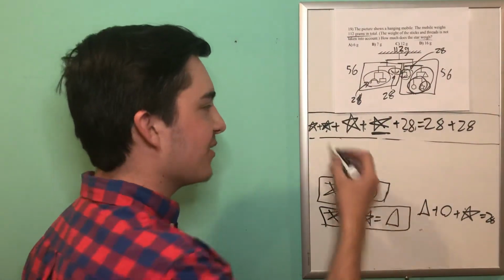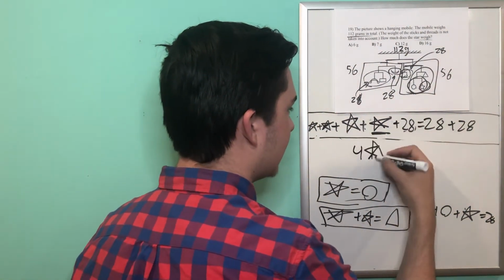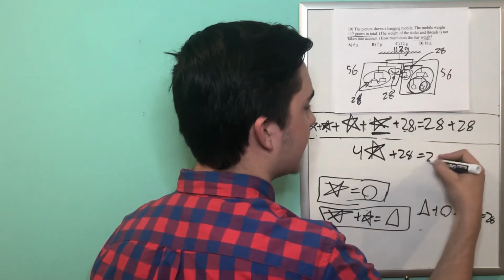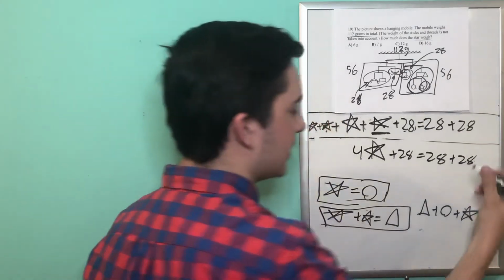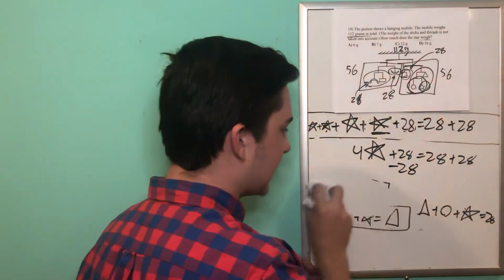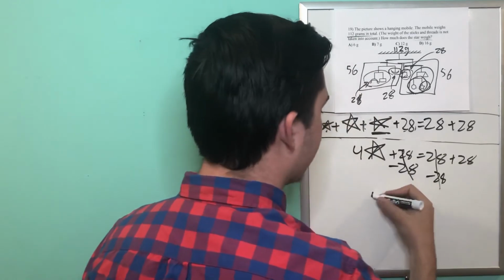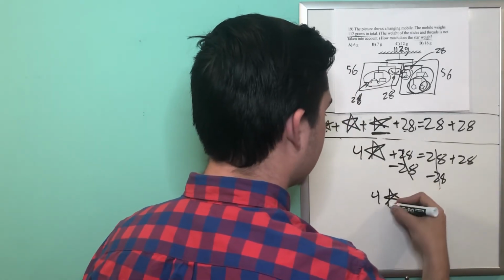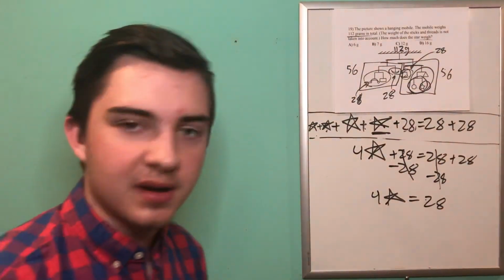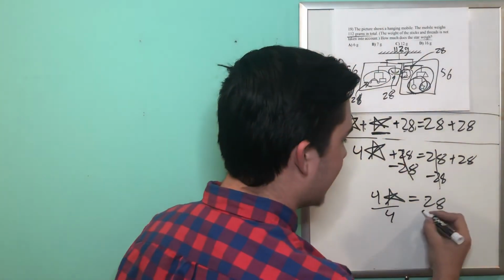Let's simplify this down, right? We have 4 stars, right? So 4 stars plus 28 is equal to 28 plus 28, right? Now, let's get rid of this 28 and subtract 28. And we subtract 28 here. So now we have 4 star is equal to 28. What do we do from here? Well, let's try dividing. So let's divide this by 4 and this by 4.